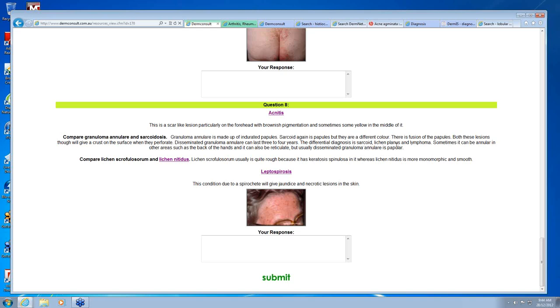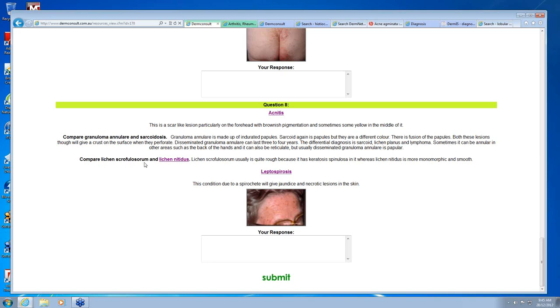But there's also lichen planus and lymphoma. Well, you do a biopsy. You really need to get histological confirmation. Sometimes it can be annular in other areas, such as the back of the hands. Well, that's sarcoid we're talking about there. And sarcoid's often annular on the face, and it's often annular on the genitals. Usually disseminated granuloma annulare is papular.